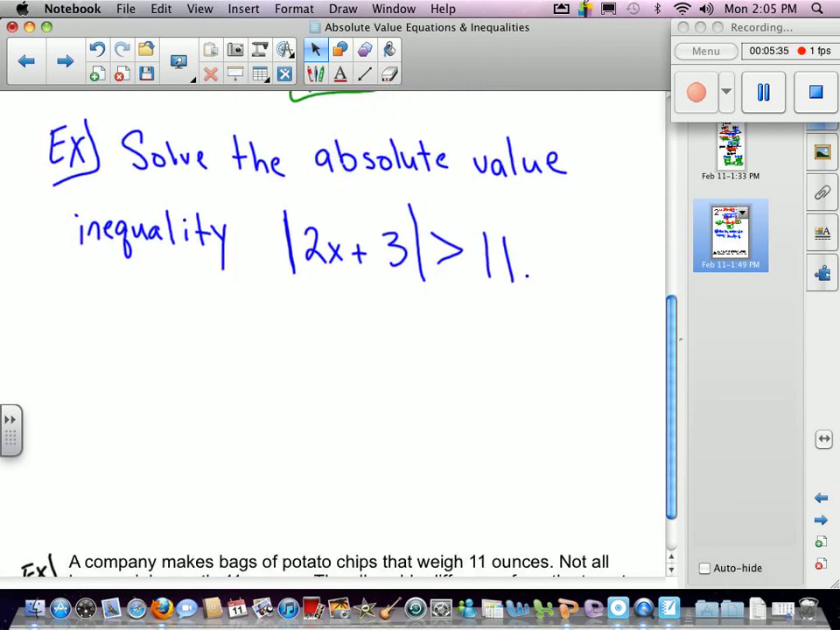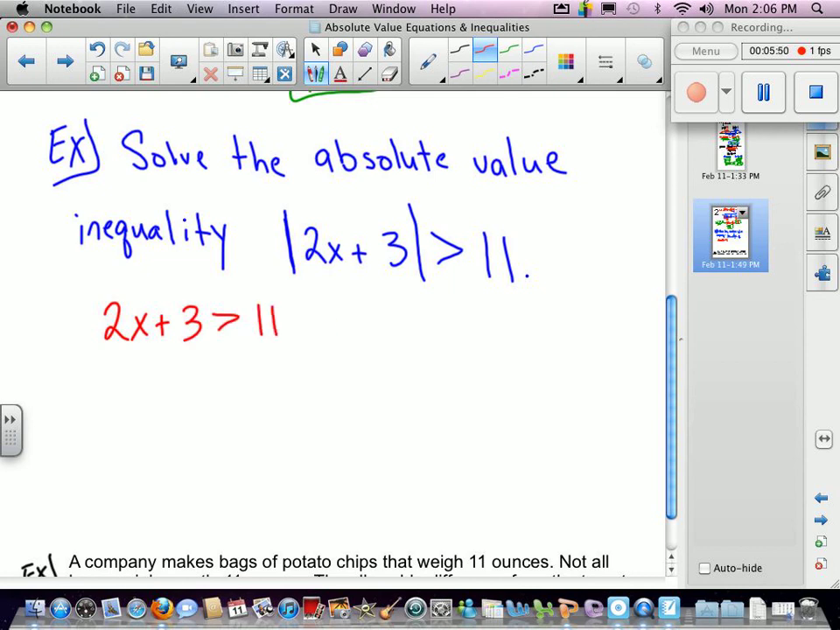Right? We're going to move on and talk about inequalities. So we're going to solve this inequality where the absolute value of 2x plus 3 is greater than 11. We're going to have 2x plus 3 is greater than 11, or we're going to have 2x plus 3 is less than -11. Rewrite that. Okay. Make sure that you notice what I did there.